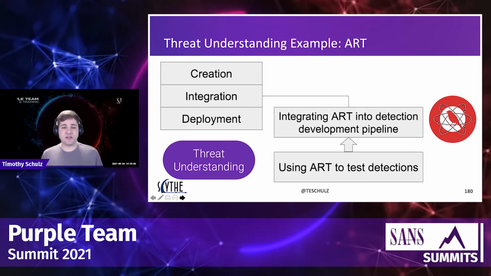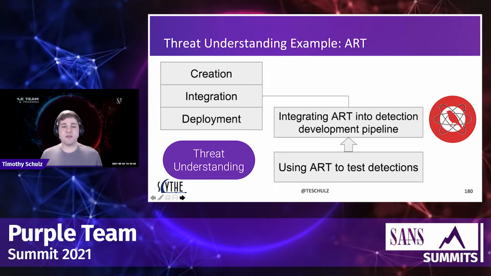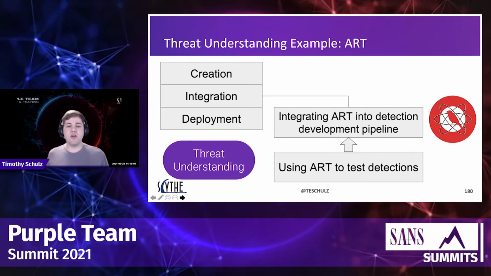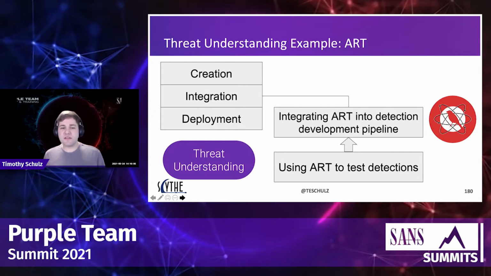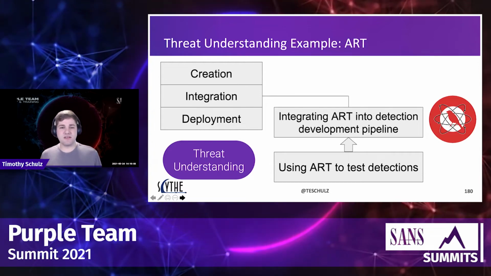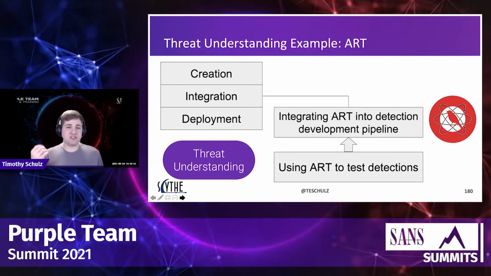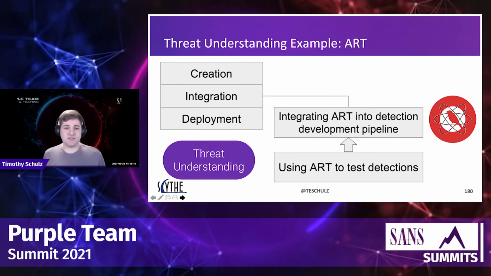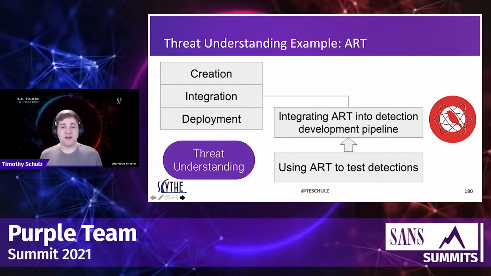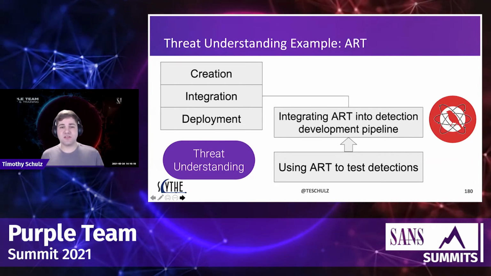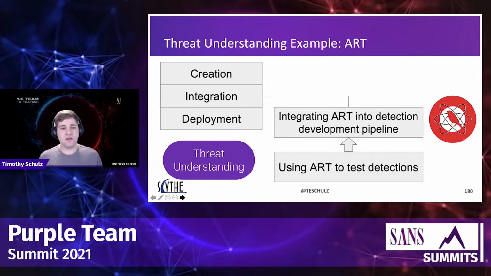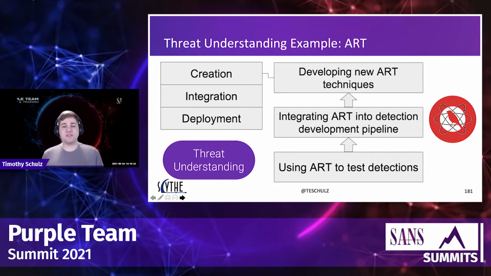So to make sure, this can work in two ways, where you either have Atomic Red Team running on the new detections you're trying to build to understand what the interactions are, or it can be used as a checklist to make sure that all of the detections you've developed ever are still working as intended, because you're going to have expected results from those. And then, of course, at the end, creation. You're developing new Atomic Red Team techniques.